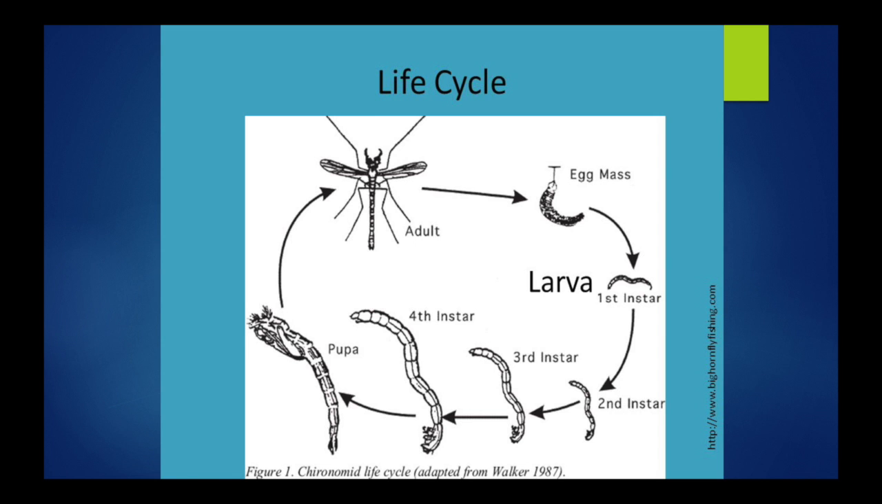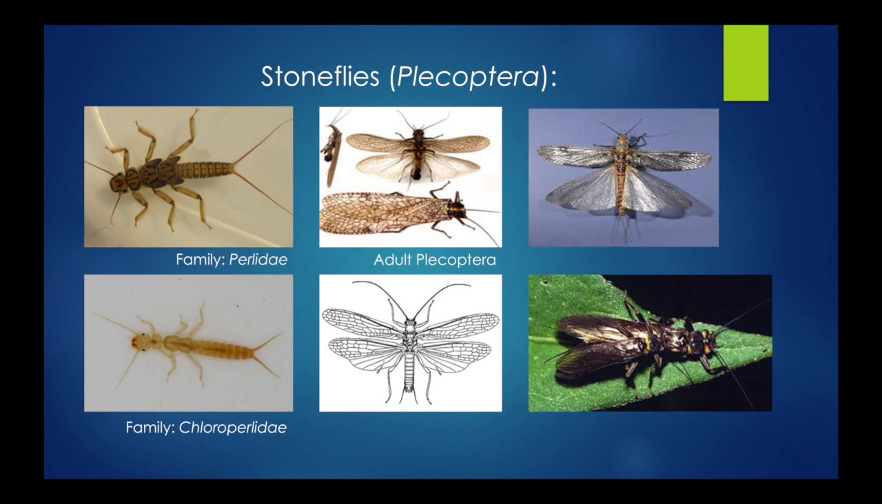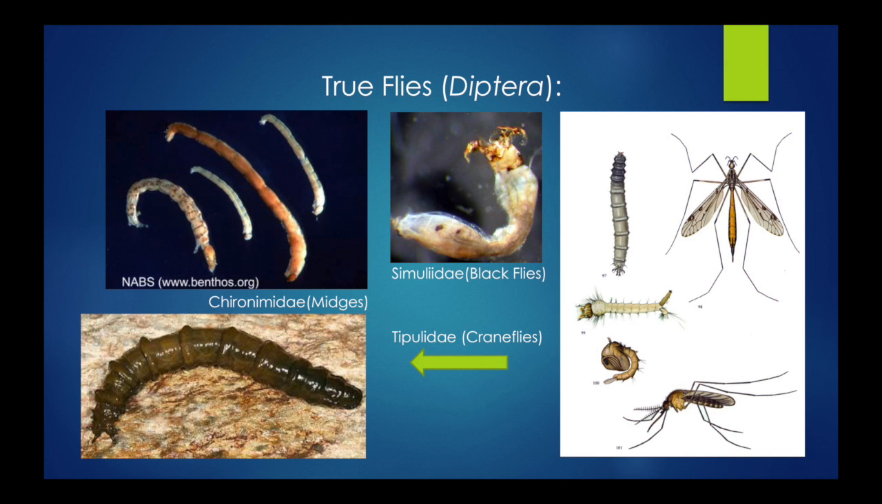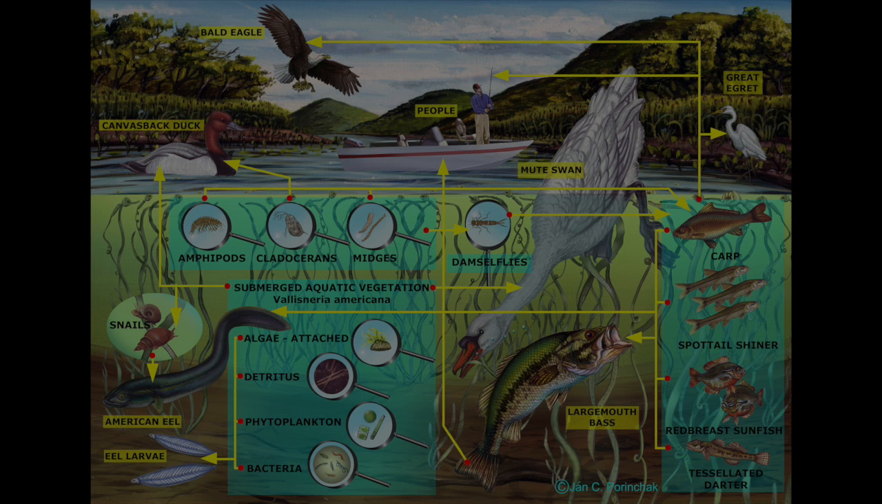They include organisms such as mayflies or Ephemeroptera, stoneflies or Plecoptera, caddisflies or Trichoptera, true flies or Diptera, and Odonata, which are dragonflies and damselflies. These invertebrates serve as a primary food source for many fishes and aquatic food webs, as well as food for terrestrial animals, such as birds, spiders, and even bats.